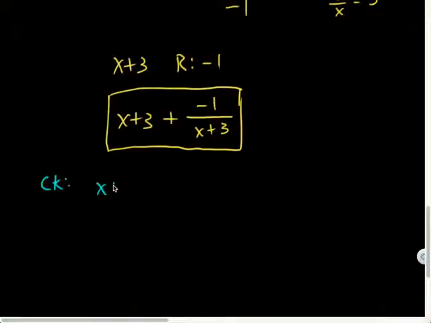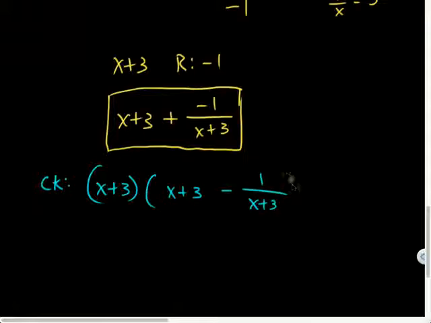So if I multiply x plus 3 times, and I'm just going to write that as minus 1 over x plus 3. Are you guys cool with that slight modification, making this a minus sign and this a plus sign? Okay, just so you know where that comes from. So as a check, let's see what happens. So I've got a binomial multiplied into a trinomial-ish, right? That's kind of a weird third term, but it counts.